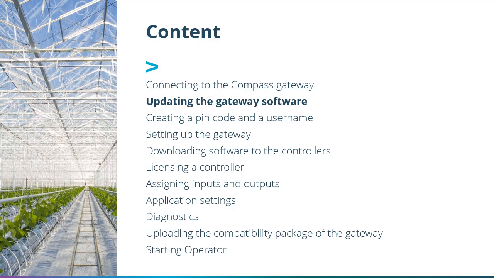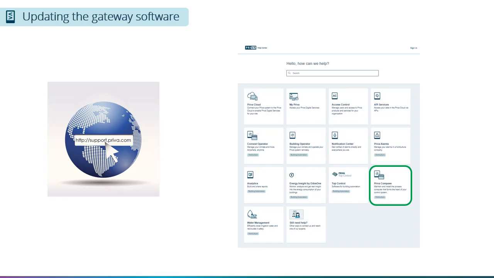Once you have made the connection to the gateway, the next step is to make sure it has the latest software version installed. You can download the latest updates from Priva's Help Center, which is found at support.priva.com. Take some time to browse through the Priva Compass section of the Help Center. You will find many resources for installation and operation of your Priva Compass.